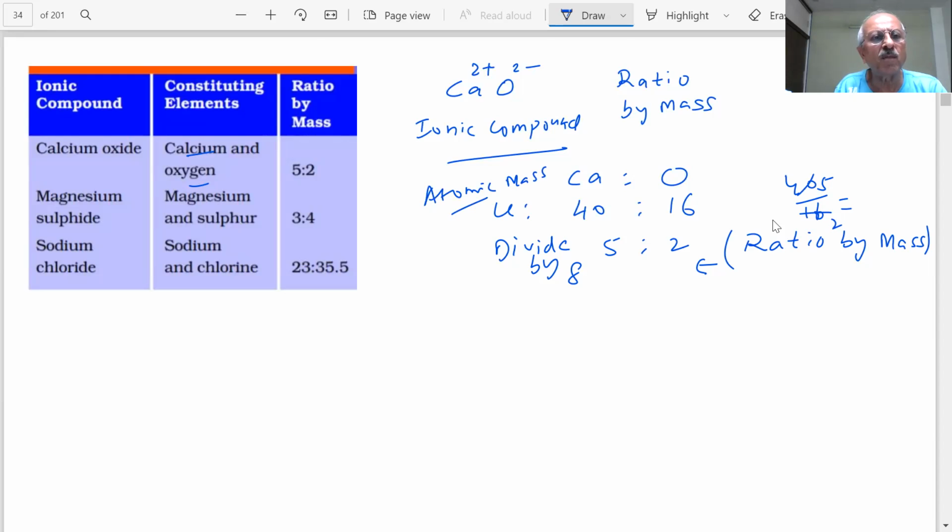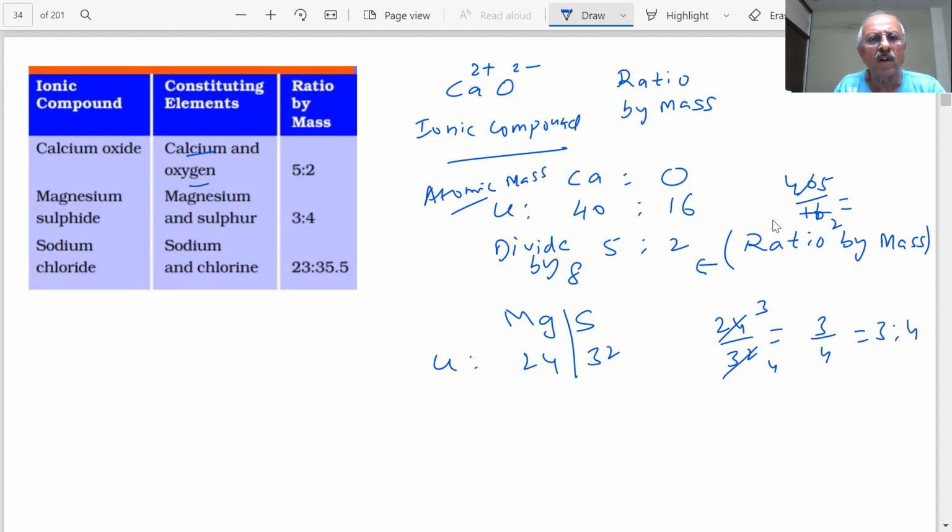And if I say magnesium sulfide, students, what is the formula? We will explain how to write a formula; we are coming to that. Magnesium sulfide is MgS, and magnesium has atomic mass 24, and sulfur is 32. What will be the ratio? 24 by 32. Will it cancel or not? Yes, sir. Dividing by 8 gives 3:4. That is a 3:4 ratio, as you can see, students.